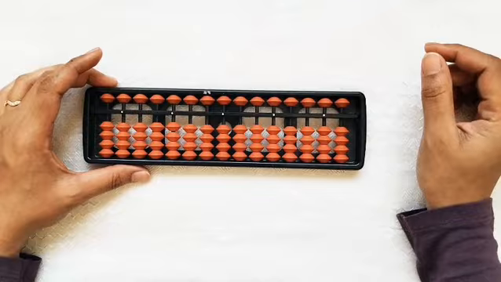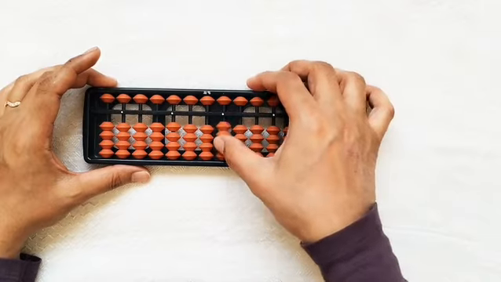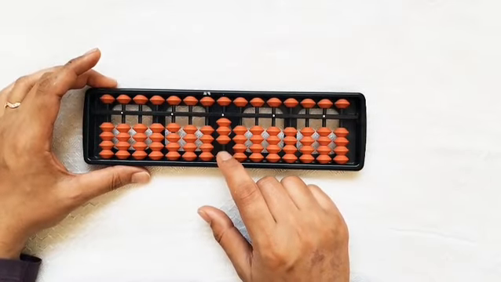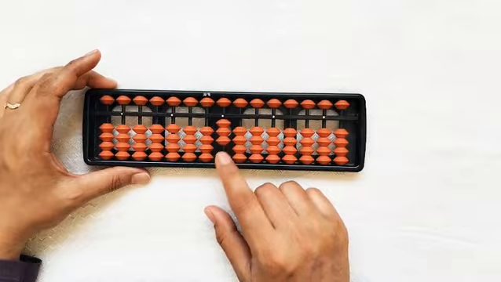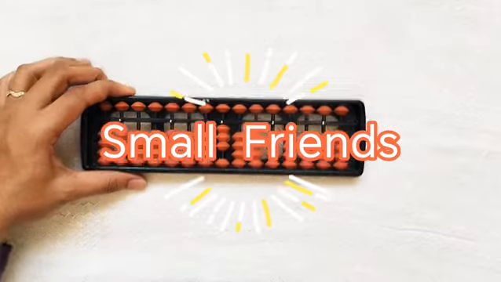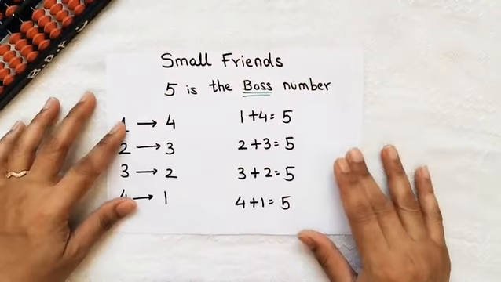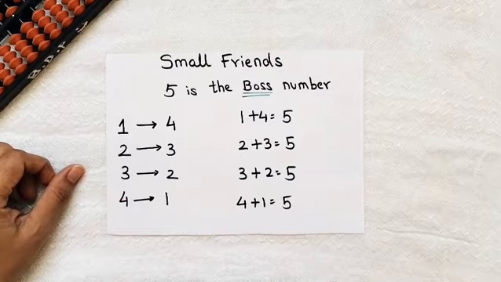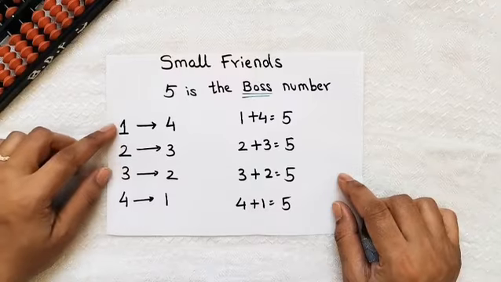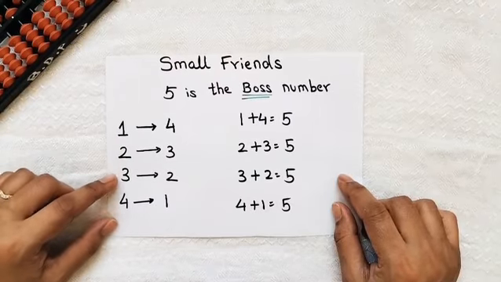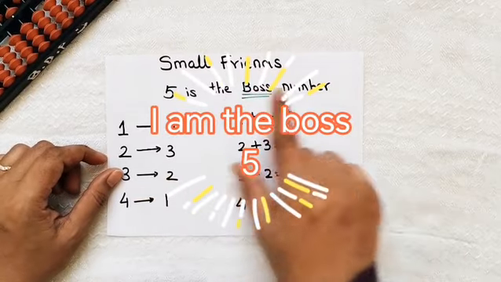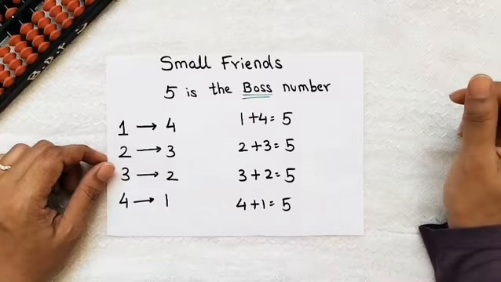Now what if I want to do 3 add 2? Now what do I do? I don't have enough beads. So now we are going to use the help of small friends. What are small friends? In small friends we have the numbers 1, 2, 3, 4 and 5 is the boss number. 5 is always the boss number in small friends.